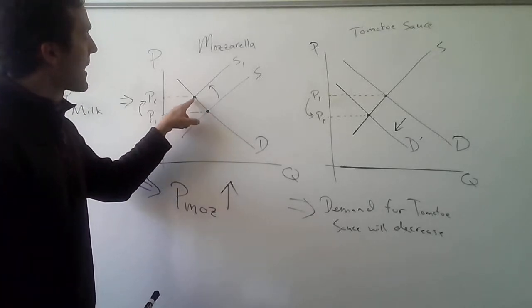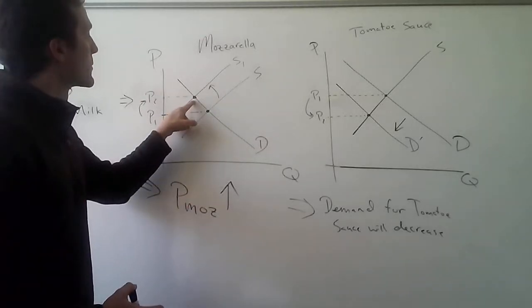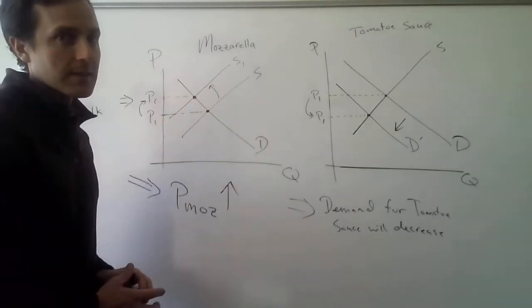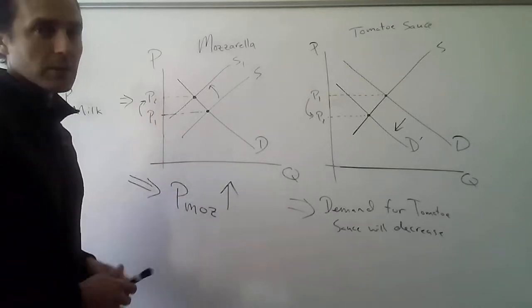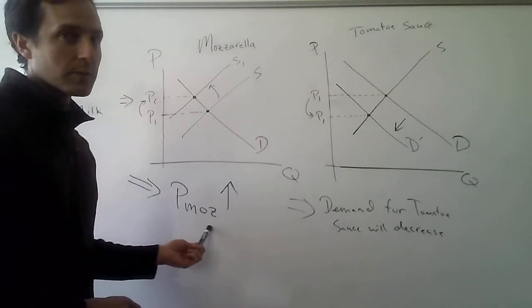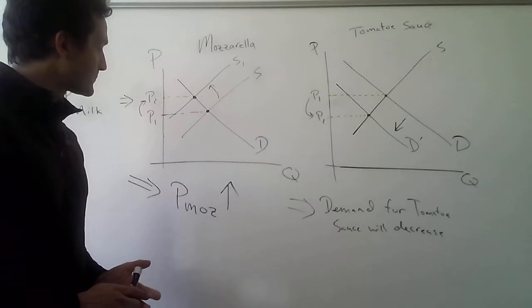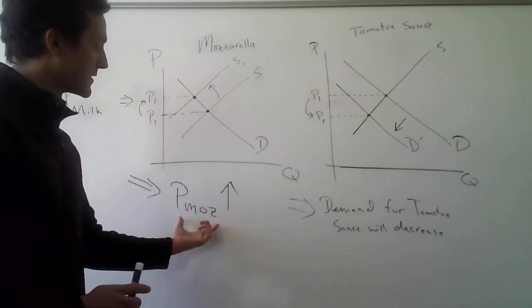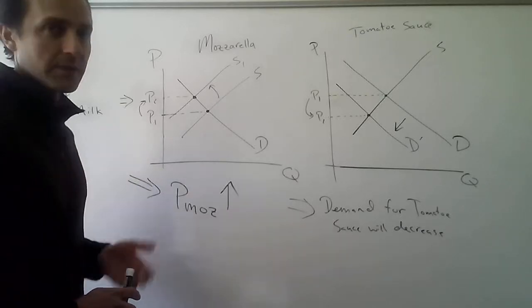And with a downward sloping demand curve, this means that if supply shifts to the left, then we're necessarily going to have an increase in the price of mozzarella, right? So we would expect in equilibrium, once the equilibrium shifts, that the price of mozzarella would increase once all is said and done, as a result of the price of milk going up. Sort of makes sense, right?